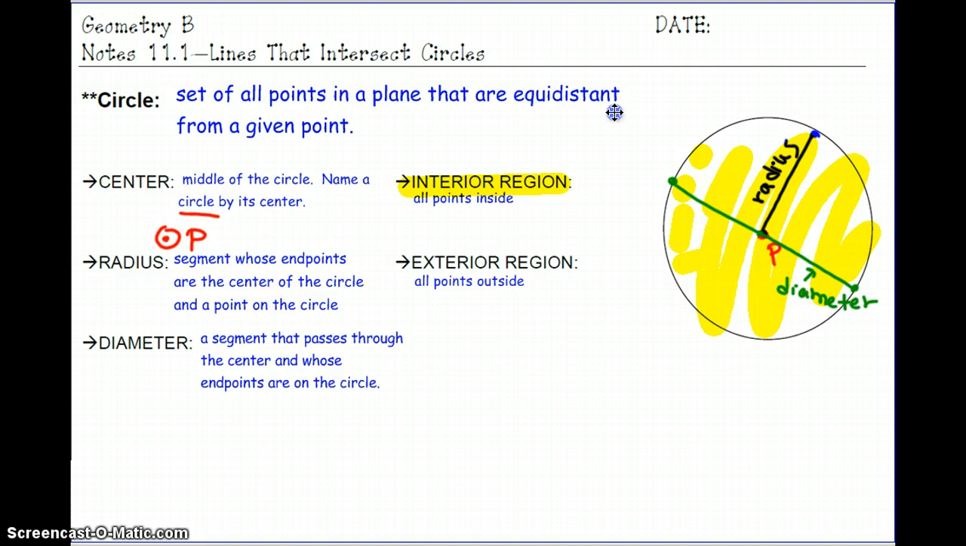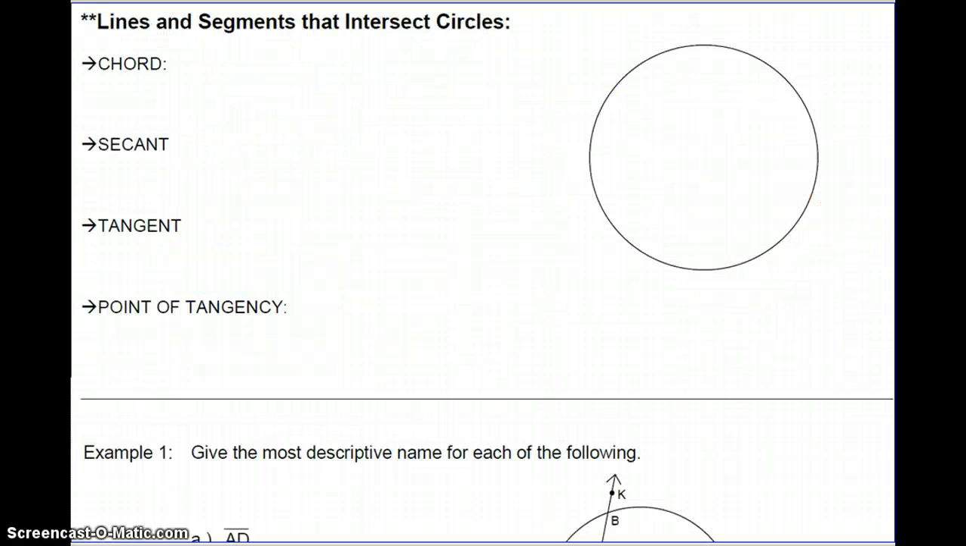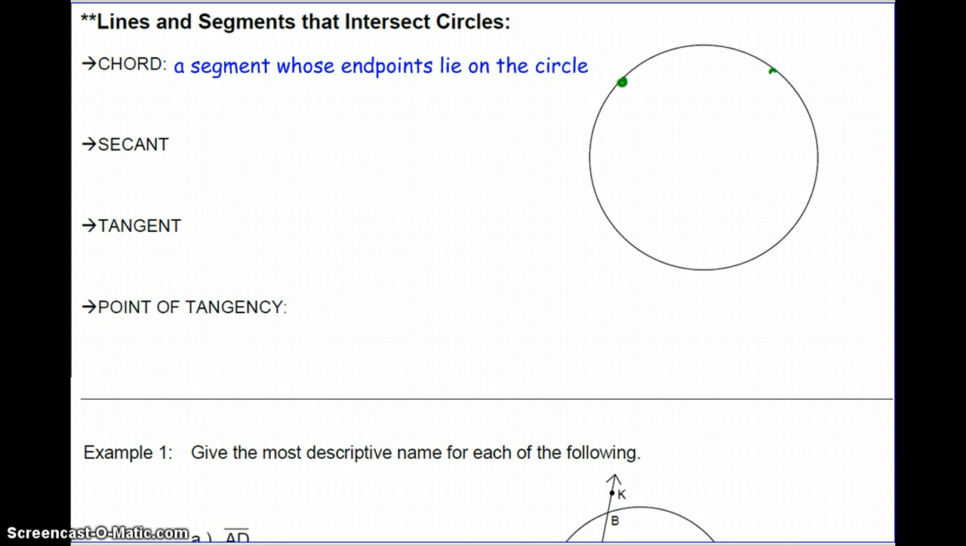If you need a moment to copy down these definitions, pause this video and restart when you're ready. The next section talks about lines and segments that intersect circles. One special segment is a chord. It's a segment whose endpoints lie on the circle. So what I've drawn here is segment AB, and that's an example of a chord. And thinking back to the previous slide, a diameter is a special chord that goes through the center. A diameter also has endpoints that lie on the circle, just goes through the center.